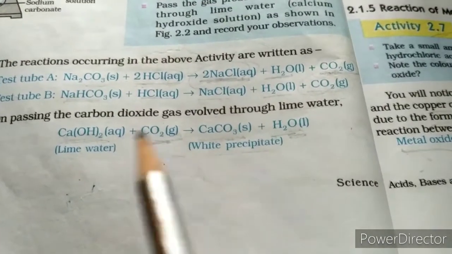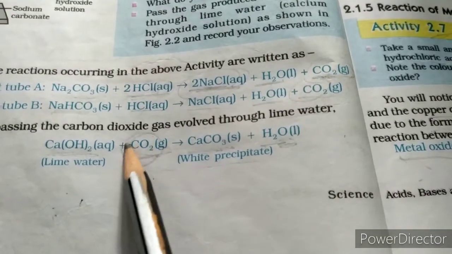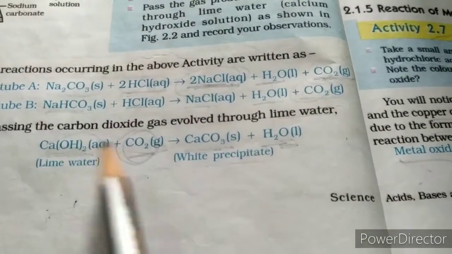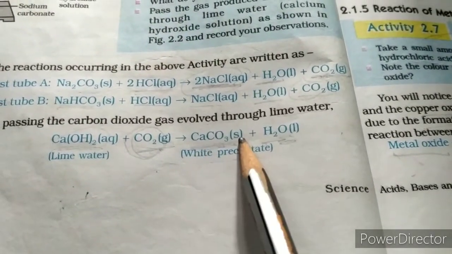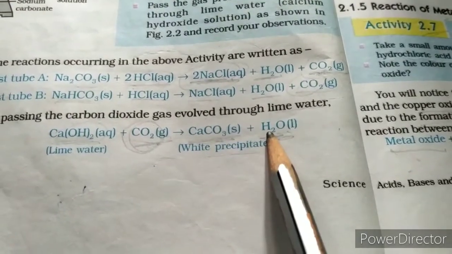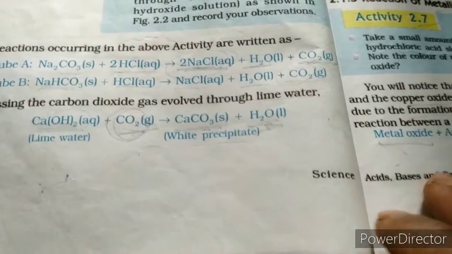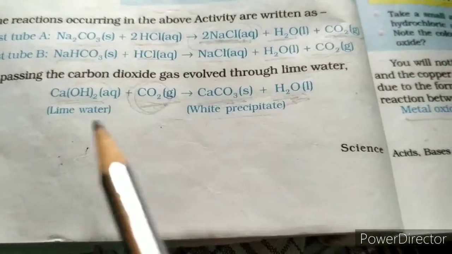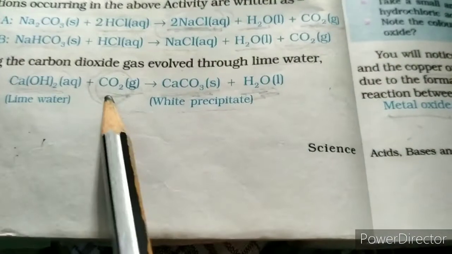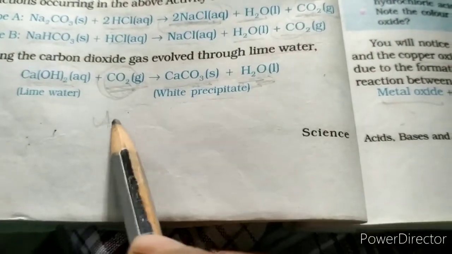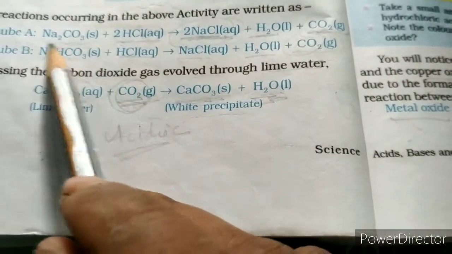So carbon dioxide is a non-metallic oxide, and calcium hydroxide is a base. A non-metallic oxide reacts with a base and forms calcium carbonate and water, a salt and water. So from here we can conclude that non-metallic oxides also react with bases and form salt and water. These non-metallic oxides are generally acidic in nature, but metallic oxides are basic in nature.